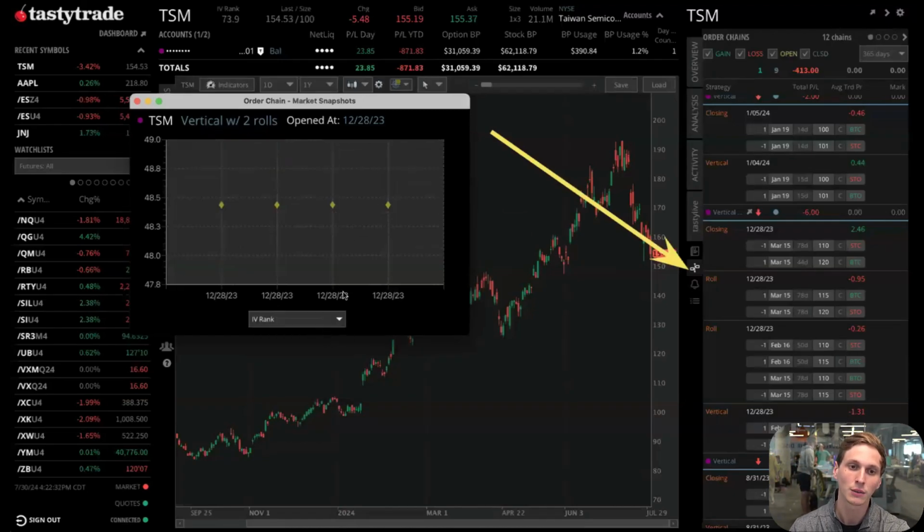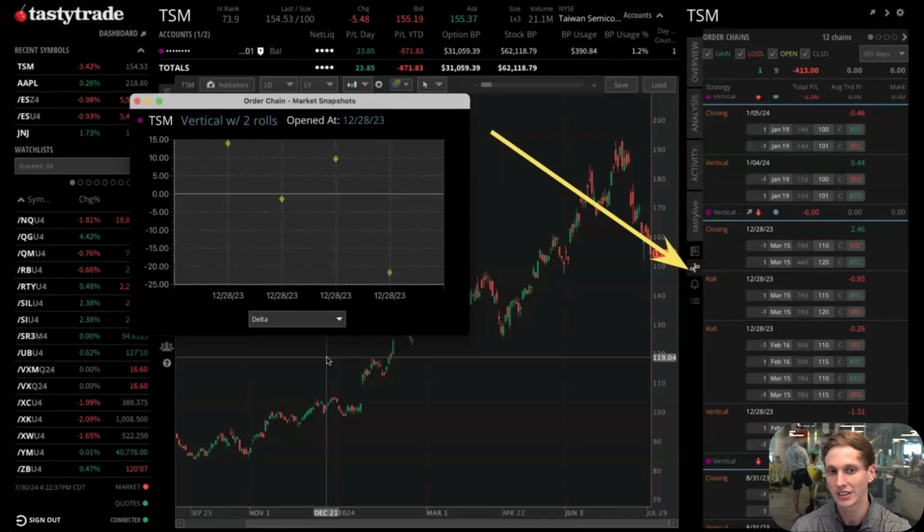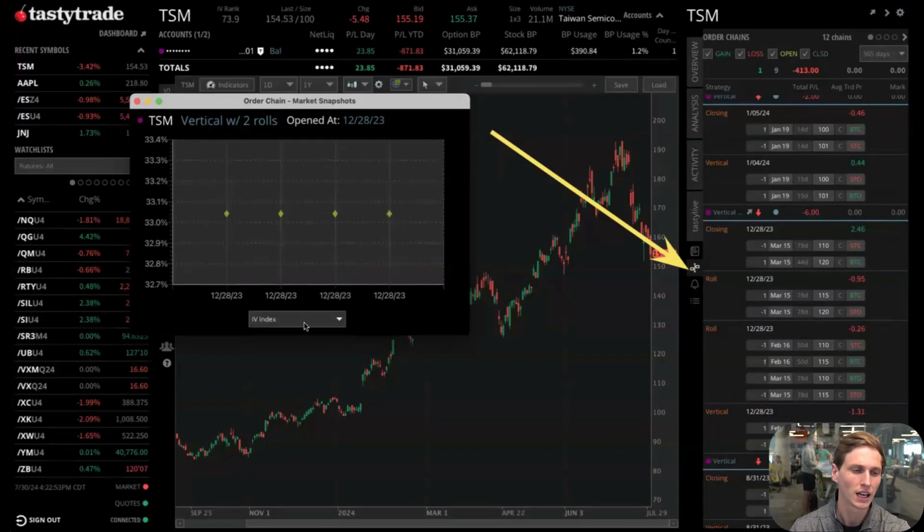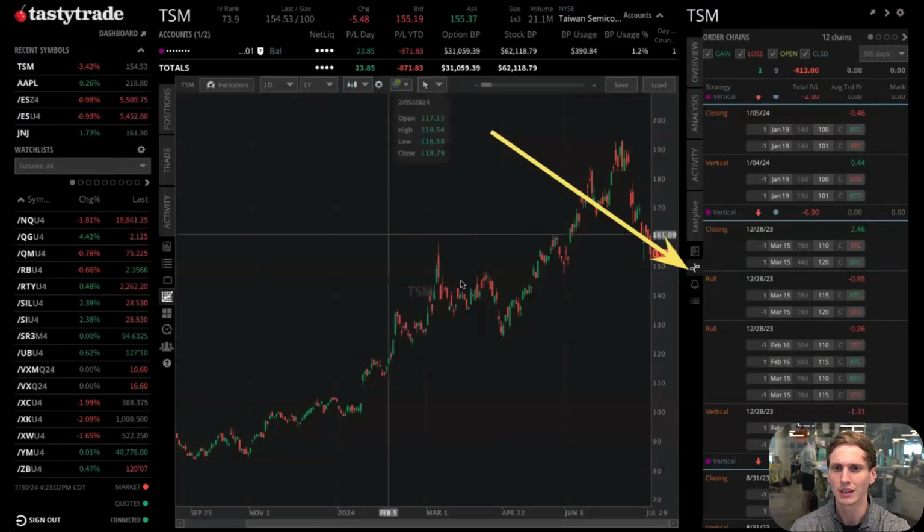I could also look at where the IV rank was for TSM when these adjustments were made, or delta. See, hey, I was a little more bullish at the start. Once I rolled, I was slightly bearish, right around delta neutral. And then as we made adjustments here, you can see how delta changes, or theta, or IV index. So this is really good for going back and tracking to see what I was thinking at the time based on the option's price. But that is our order chains tab.